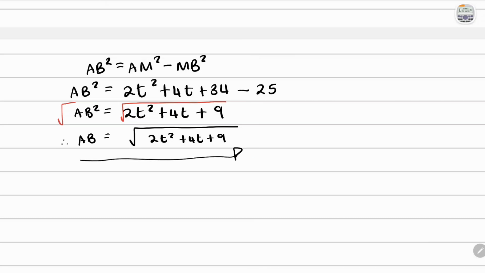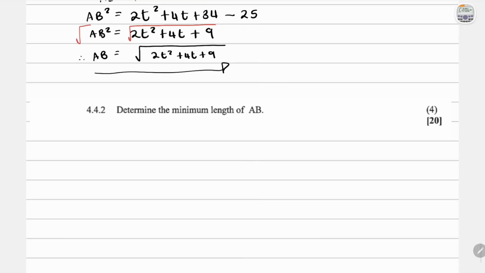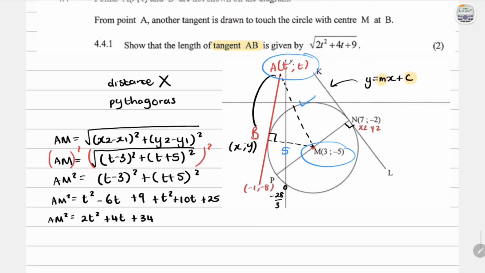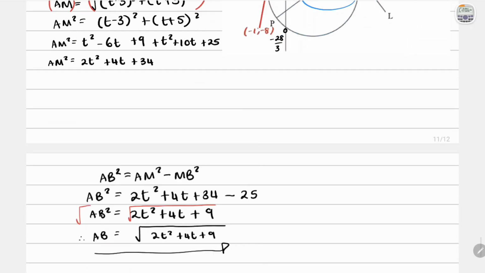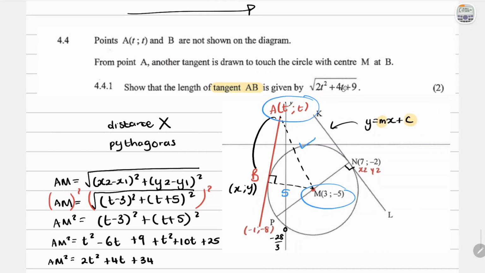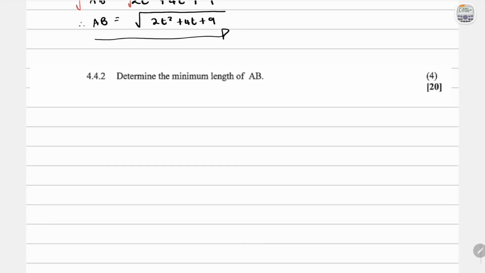And moving on to the last question in analytical geometry. Okay, so 4.4.2 says determine the minimum length of AB. Okay, so we can do that. You see how this question really helps you? Because even if you didn't get this one right, you could have still gotten this one right. Because they gave you the length of AB already. They told you that it's going to be that. So, you would still be able to do that.